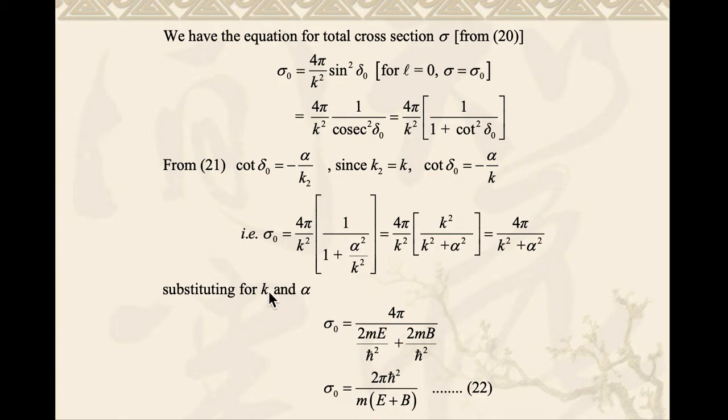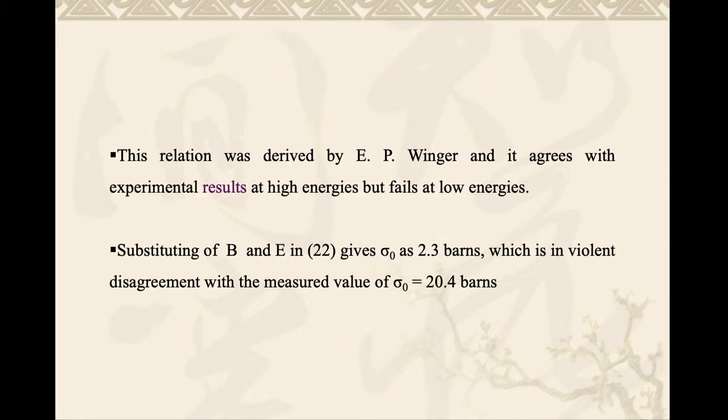And now we can substitute for k and alpha: k as 2mE by h cross square and alpha as 2mB by h cross square. Or you will be getting sigma 0 as 2 pi h cross square by m into E plus B. So now you have an expression for scattering cross section in terms of the energy of incident nucleons and also the binding energy of the deuteron. This relation was derived by E.P. Wigner, and it agrees with the experimental results at high energies but fails at low energies.